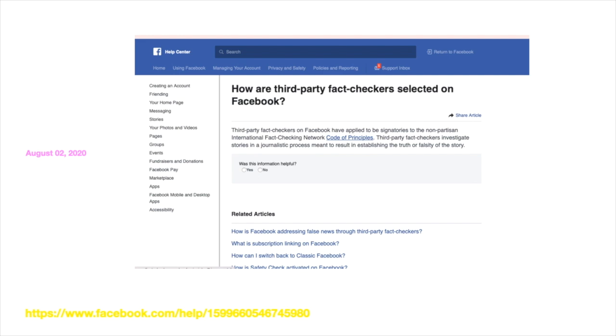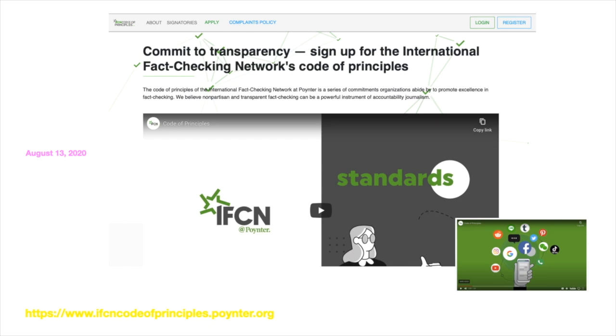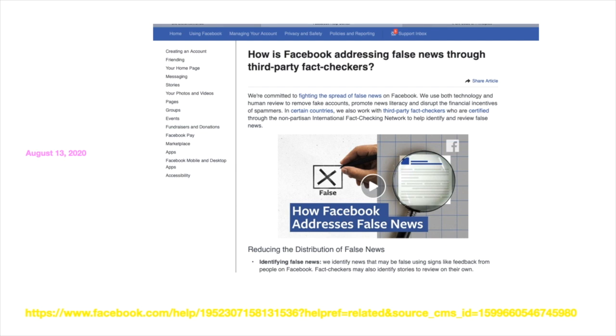They decided on a code of principles. You can learn about the code of principles on a website as well, where they explain how they attempt to weed out unreliable fake news and how to make information more reliable. That's on the social networks. They are very clear on their process of how the fact-checking happens.